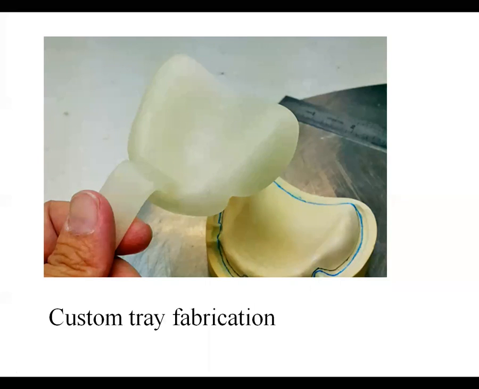After this custom tray fabrication, what is the next step? The next step is recording the final impression. We trim this custom tray periphery by 2 mm to create a space for our green stick compound. We adapt green stick in this area and we do border molding area by area, and we record the final impression with the help of this custom tray.